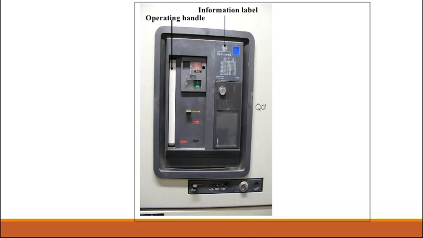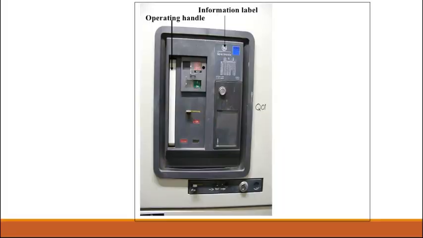This one is the information label. All breakers give the specification details of that particular breaker: what is the manufacturer detail, in which year the breaker was manufactured, what is the current rating, what is the voltage rating, what is the timing. Those details are available in the information label.